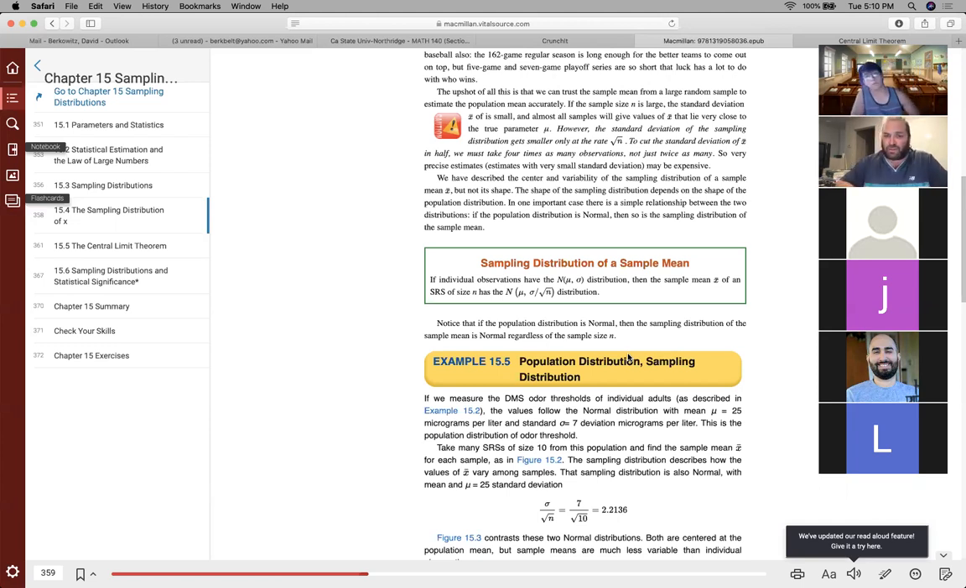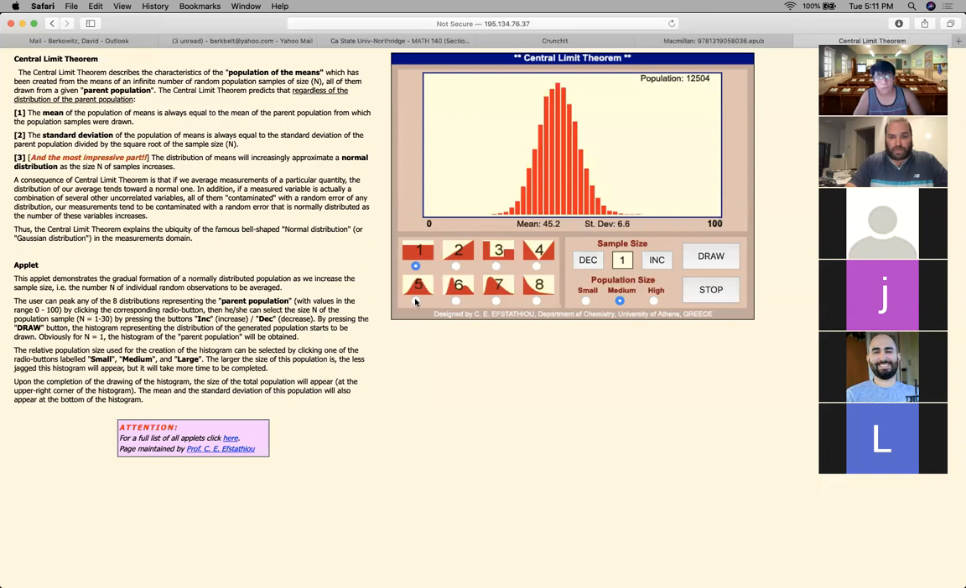If it was not normal, you cannot do that. Unless n is so large that it looks normal, as we saw in the applet. In the beginning, it looked kind of weird, but as n got bigger, it looked more and more normal. The only time that it is normal, and then you increase it and it's normal, and you increase it and it's normal, is if it starts normal.